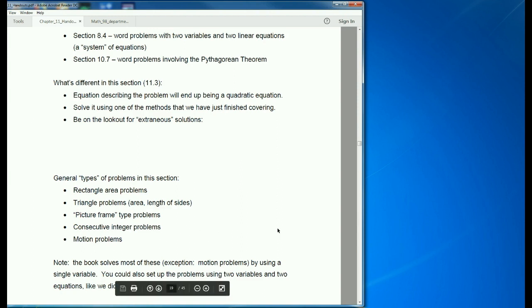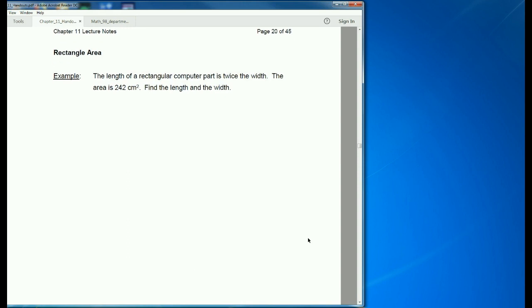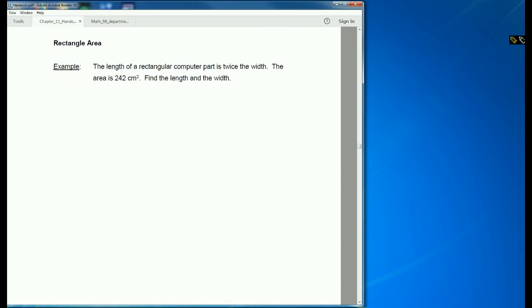And the book solves most of these using a single variable, which is different than how you were doing it in section 8.4. The only exception to that is the motion problems, and I will do an example of one of those. All right, so let's move on to the first problem on the next page, rectangle area. The length of a rectangular computer part is twice the width. The area is 242 centimeters squared. Find the length and the width.